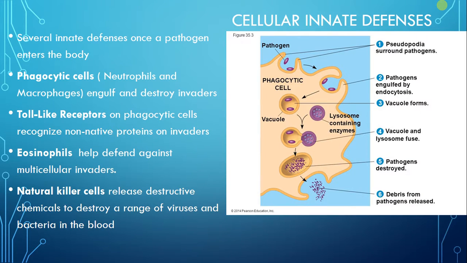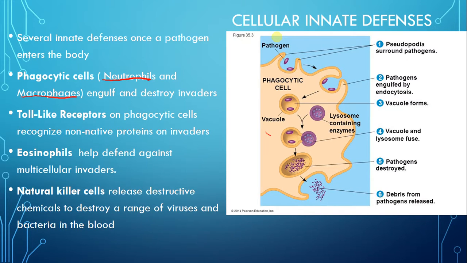Next, your body has what's called cellular innate defenses. Once a pathogen enters your body, so is able to get to the inside, several innate defenses are there to combat them. One of the biggest innate defenses are phagocytic cells, things like neutrophils and macrophages, which engulf and destroy invaders. This is an example of a macrophage.